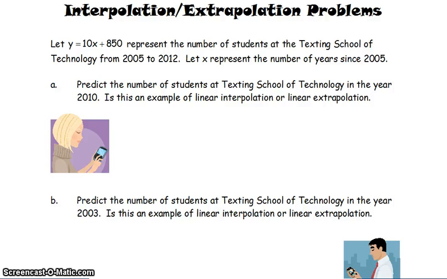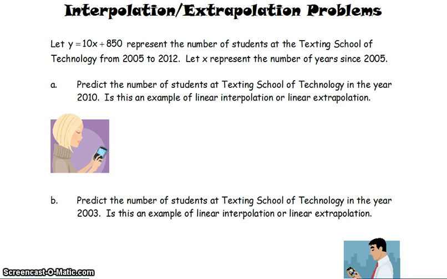In this example, we're looking at how to use a model or a function rule to help us make predictions. There are two types of predictions that we can make. We can either use our model to help us interpolate, which means we're trying to find information between known data values, or extrapolate, which means we're trying to find information outside of our data values, either before all the data begins or after it stops.